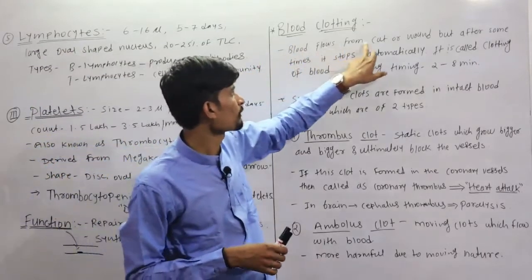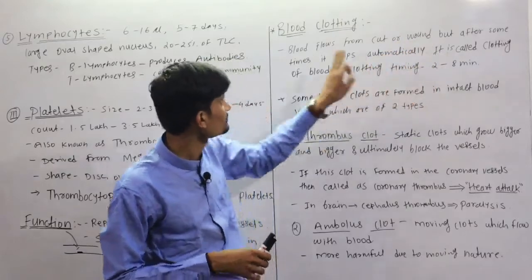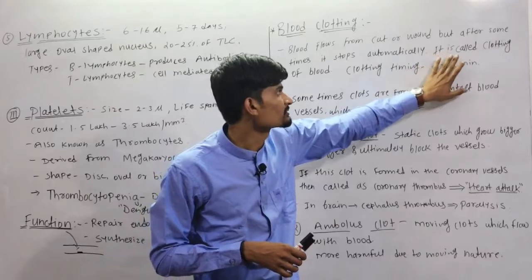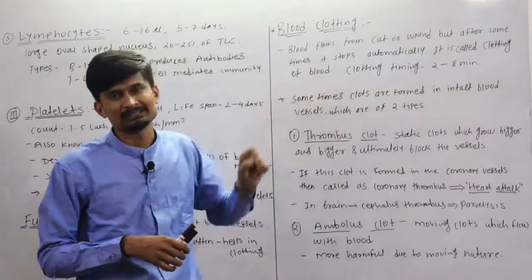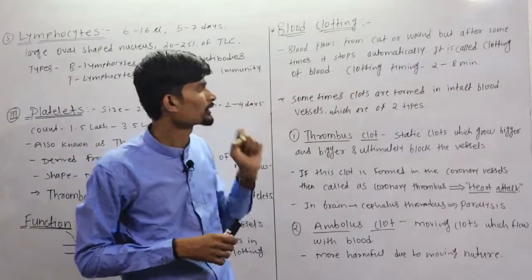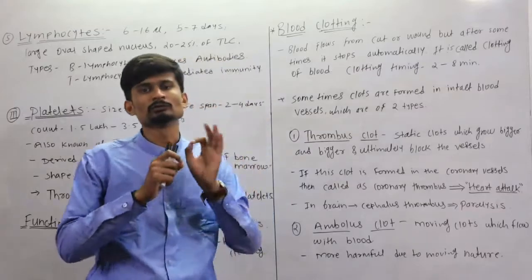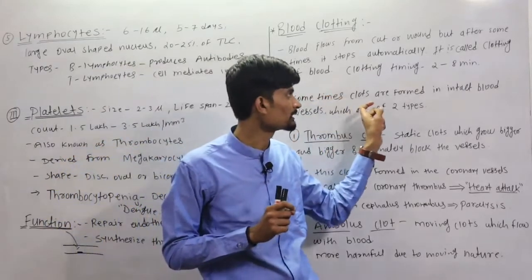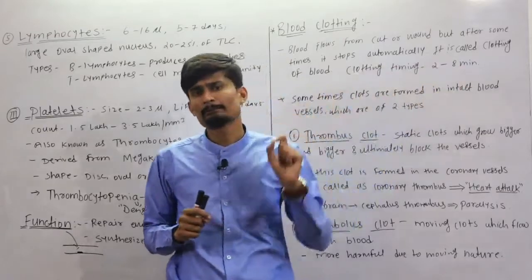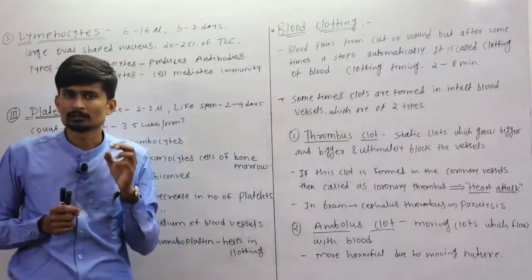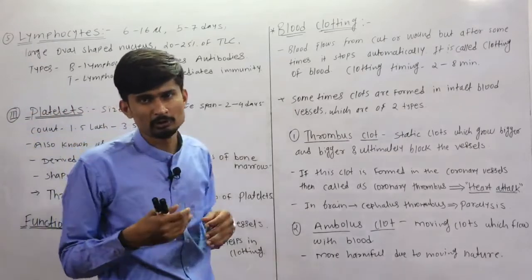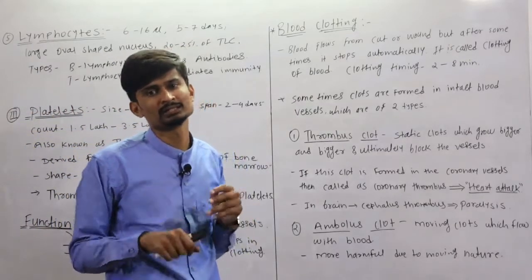Blood flows from a cut or wound, but after some time it stops automatically. That is called clotting of the blood. Now the timing: the normal clotting time in a healthy person is 2 to 8 minutes. So generally the clotting process takes 2 to 8 minutes. The bleeding will stop automatically within 2 to 8 minutes.